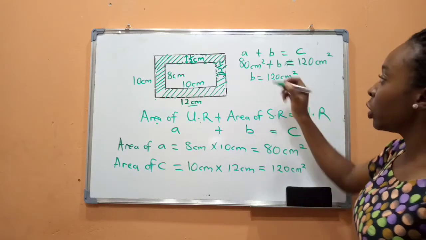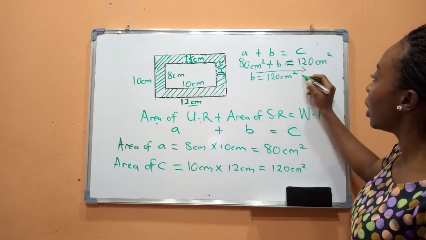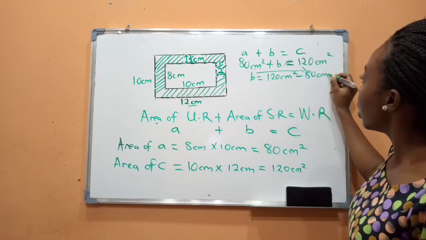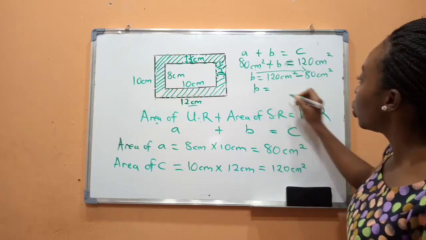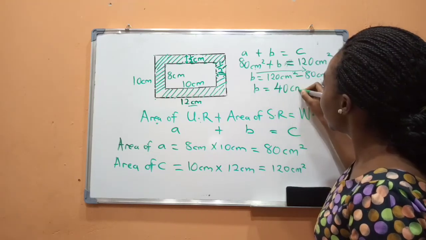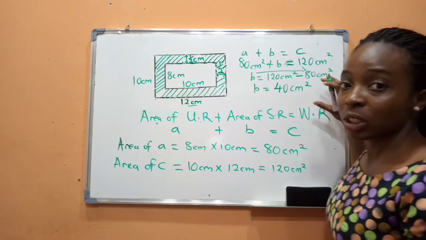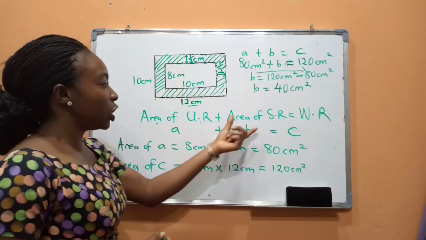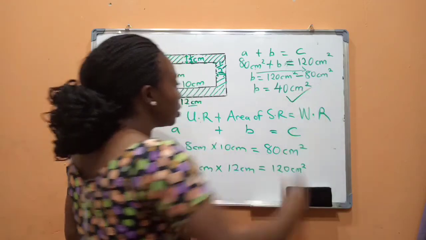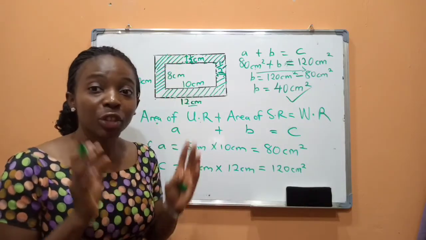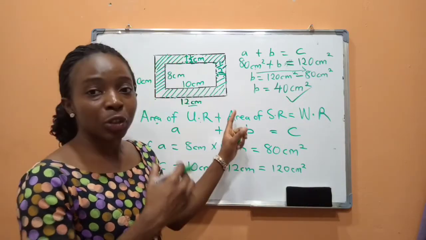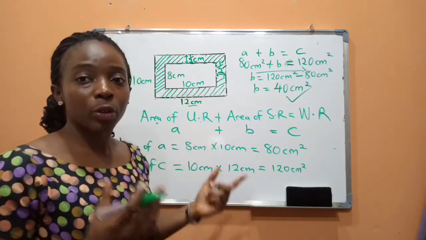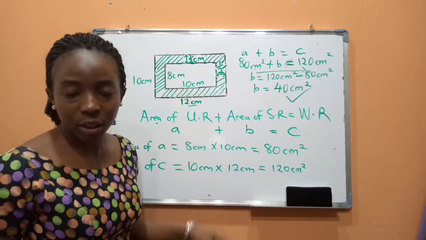Using the transpose method, this comes to the right hand side minus 80 centimeters square. B is equals to 40 centimeters square. So this is the value of B. We've been able to find our shaded portion. So this is it. So you can see it's really easy. After this video, you can pick up some exercises and solve and see how well you have understood this class.